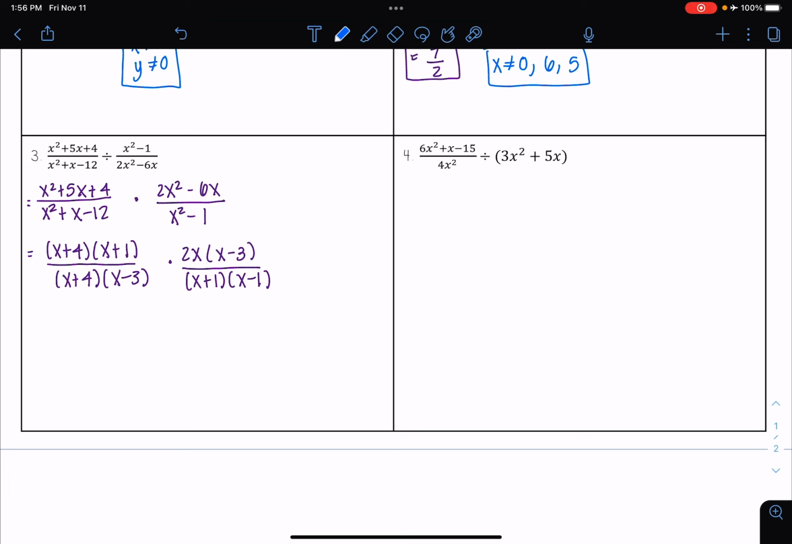And here you could actually skip the step of multiplying across and just go straight to simplifying from here. And so I see, for instance, my x minus 3, this one is going to cancel with this one. So one's on top, one's on bottom. X plus 1, this is going to cancel with that x plus 1. And then I see these x plus 4s cancel. And so I am left with a 2x on top and x minus 1 on the bottom.